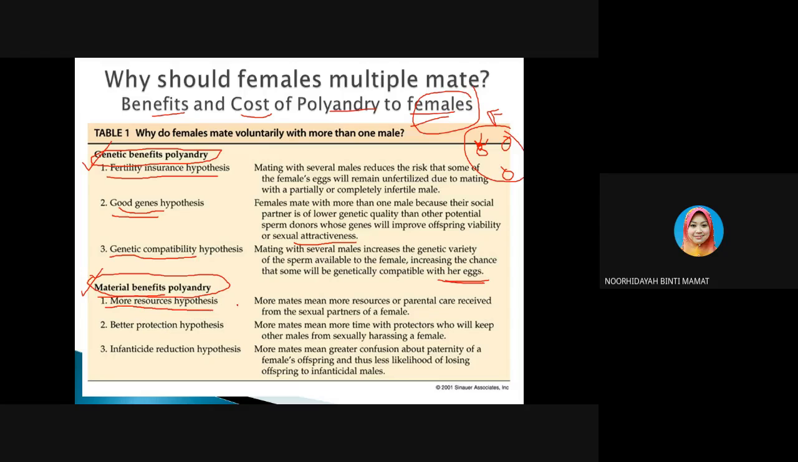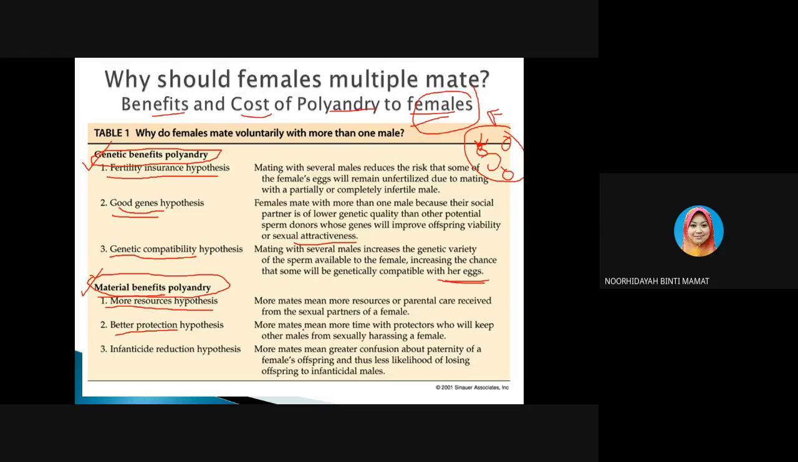Okay, more resources hypothesis, which is that more mates mean more resources or more parental care she will receive from the sexual partners of a female. So for one female, the more males they meet, the more resources they will get. The resources are the parental care and the material benefits.